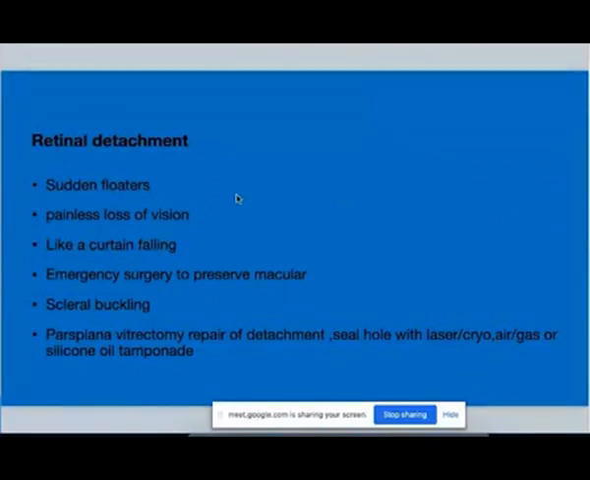So the patient presents with sudden floaters in front of the vision. There's a painless loss of vision. The patient says, "I feel like there's a curtain falling." It depends on where the retinal break is, so you will have different presentations.